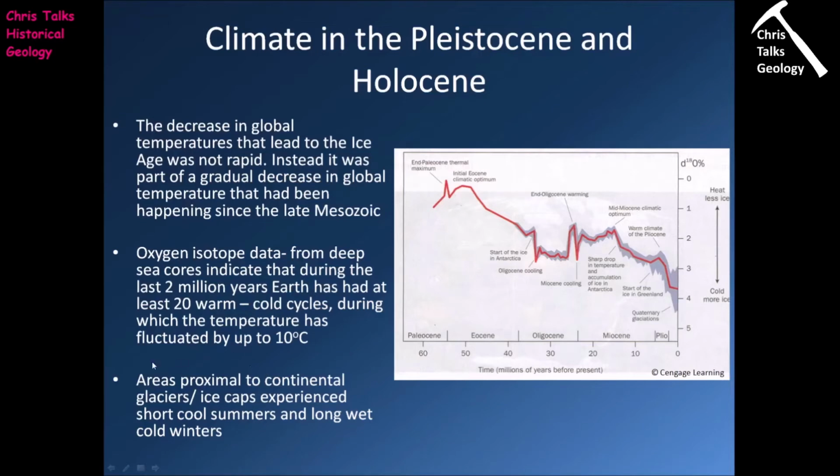Now, you won't be particularly shocked to hear that areas that were proximal to continental glaciers or ice caps experience short, cool summers and long, wet, cold winters. And this isn't a huge surprise. I mean, if you're living next to a giant block of ice, it's obviously going to have a very serious effect on the local climate.